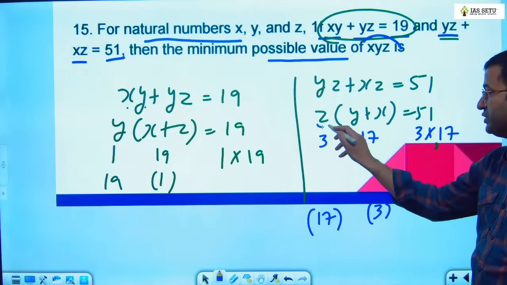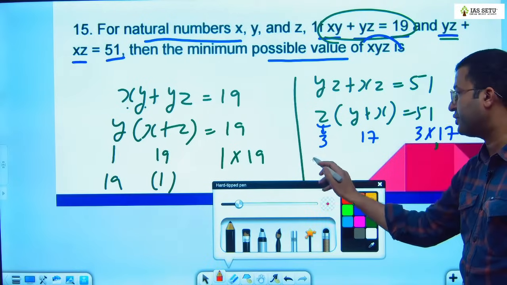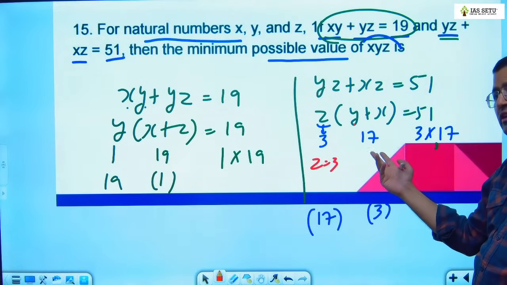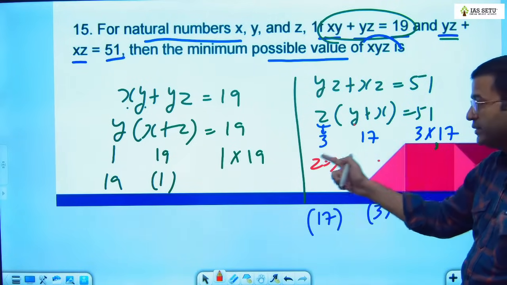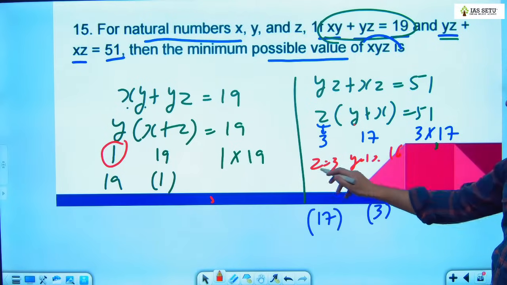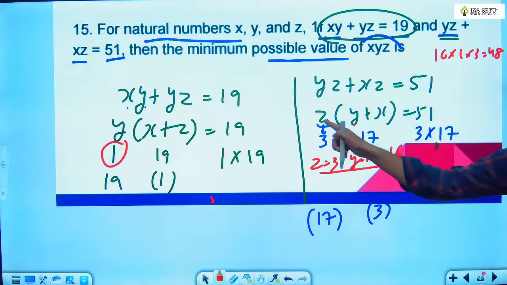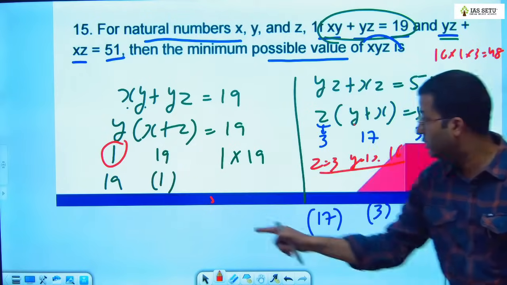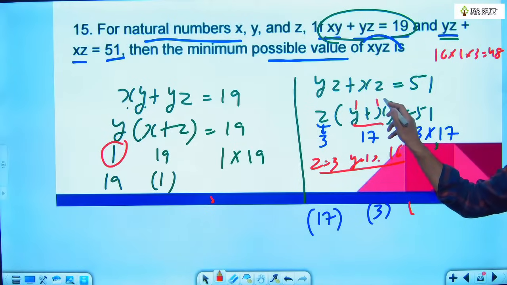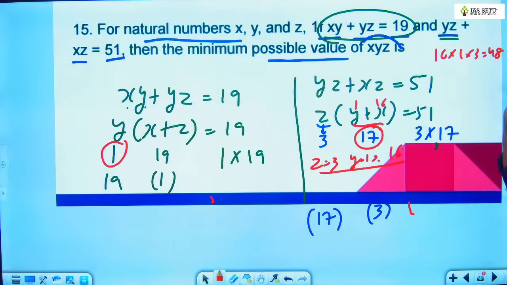Now there are two possibilities: take z's value as 3 or 17. I try this first. If I take z as 3, y as 1, then x plus y is 17. y as 19 I can't take, because the total is 17, I can't afford y as 19, x would be minus 2. So y is 1 possible. If y is 1, then x will be 16. Then the product is 16 into 1 into 3, 48. If this is 1 then this will be 16, right? The total is 17, so take z as 3, y as 1, x as 16, total 48 comes.